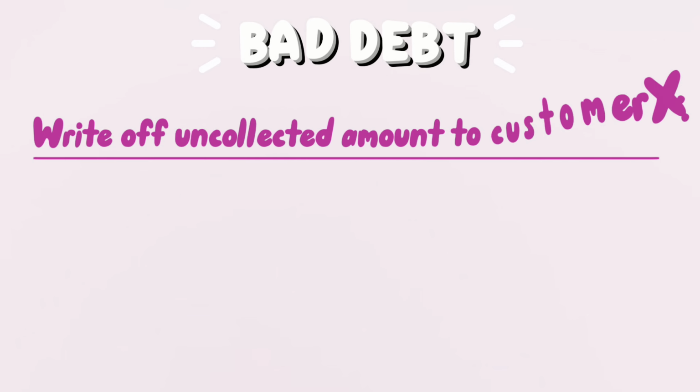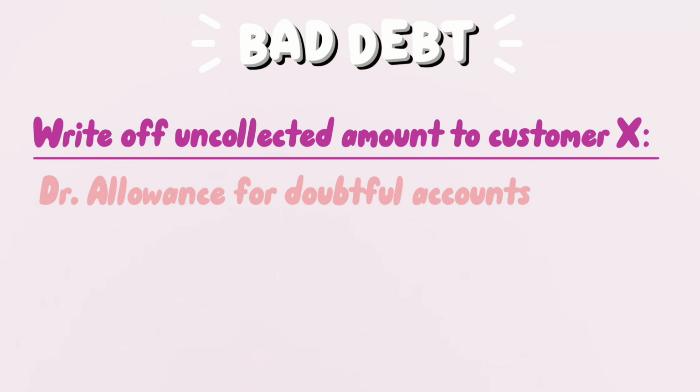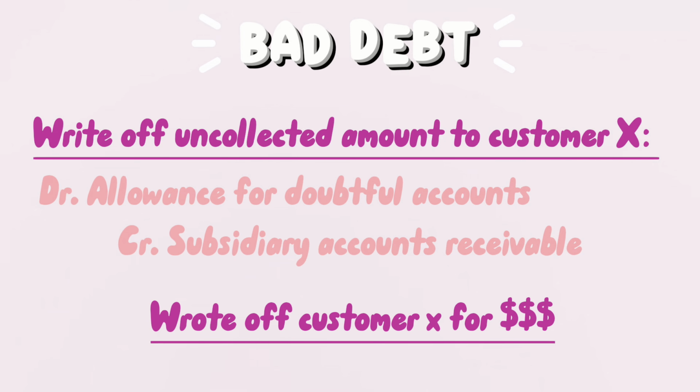To apply the bad debt to a specific subsidiary account, we will debit the allowance for doubtful accounts and credit our subsidiary accounts receivable to write off the uncollected amount. Since the allowance method is estimating your bad debt, we don't just pull this estimate out of thin air, so you're going to use one of the 3 methods to make a reasonable estimate.